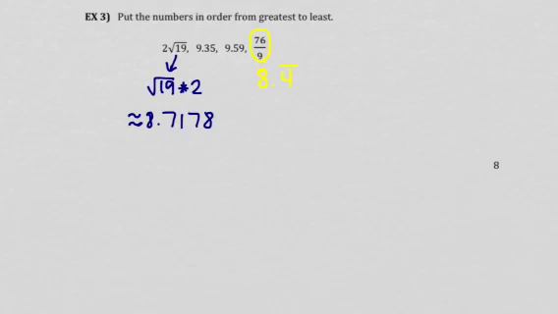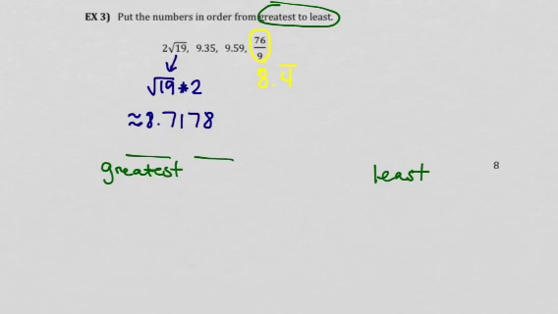So once you have the decimal values, you should be able to write the answer. Now make sure you read the directions. It says from greatest to least. So this time the greatest is going to be over here, and the least is going to be over here. And we have 4 numbers, greatest to least. So now that you see the decimal values, go ahead and pause the video and try to fill in the blank spaces with the numbers.